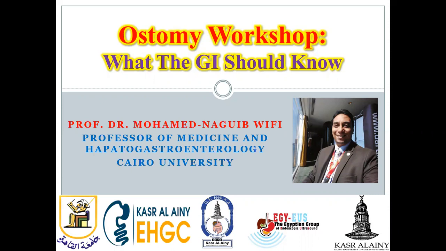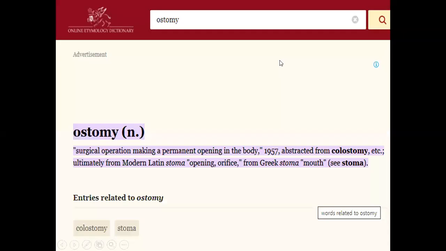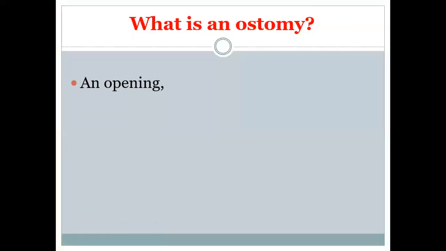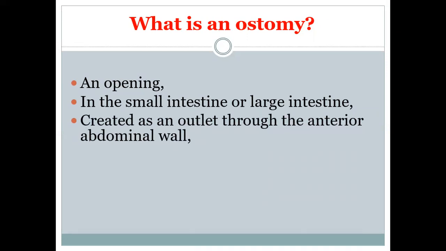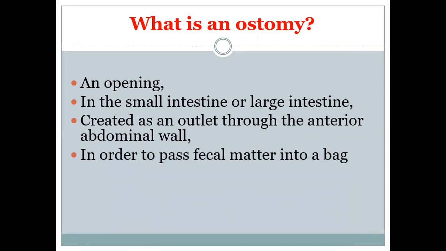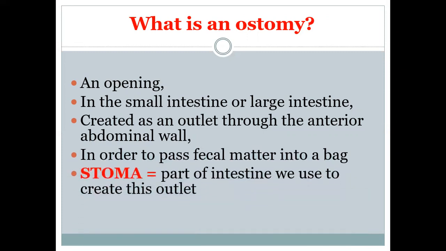My lecture today is about the ostomy workshop: what a gastroenterologist should know. The word ostomy from the dictionary comes from the modern Latin stoma, which means opening or orifice, or from the Greek stoma, which means the mouth. So ostomy is an opening in the small or large bowel that is created as an outlet through the anterior abdominal wall in order to pass fecal matter into a specific bag. And the stoma is the part of the intestine or the bowel that we use to create this outlet.